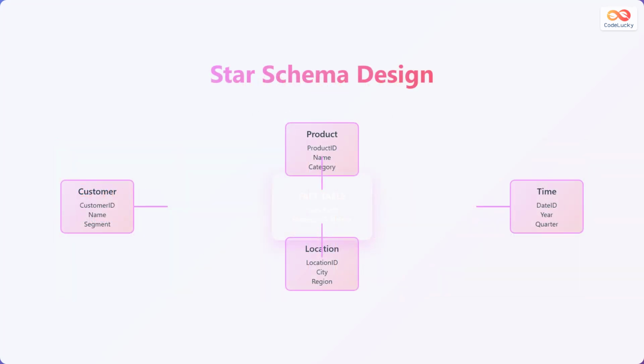One of the most common designs for data warehouses is the star schema. A star schema consists of one or more fact tables referencing any number of dimension tables. The fact table contains the measurements and metrics, while the dimension tables contain descriptive attributes related to the facts. In this diagram, you have the sales fact table at the center, surrounded by dimension tables such as product, customer, time, and location. Each dimension table provides additional details about the sales facts, allowing for more detailed analysis.